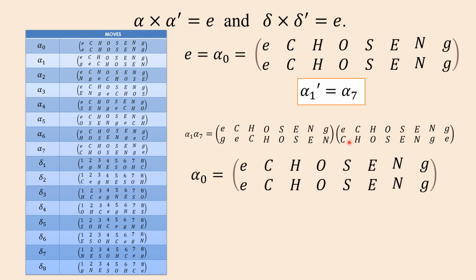Multiplying out each letter, E, C, H, O, S, E, N, G, each one maps back to itself, giving the identity element. So, it's true that the inverse of alpha sub 1 is alpha sub 7.